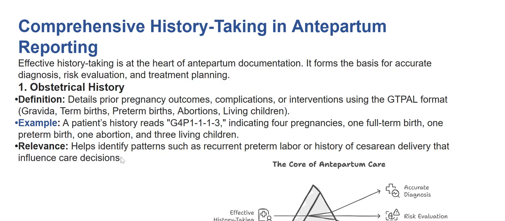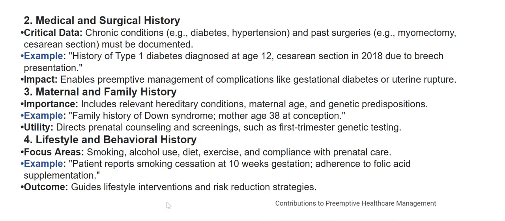Relevance here helps identify patterns such as recurrent preterm labor or history of cesarean delivery that influence care decisions. And here is a summarized diagram summarizing the core of antepartum care. On the left, effective history taking; on the right, accurate diagnosis, risk evaluation, and treatment planning. Medical and surgical history.